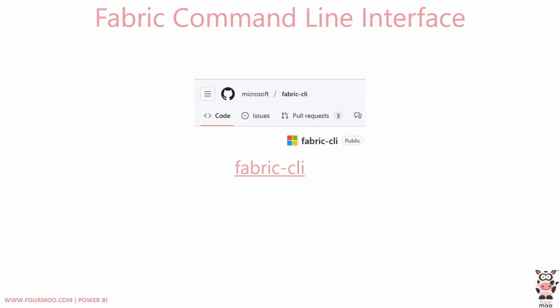Then there is the Fabric command line interface. The command line interface is where you can do things via command line. The reason for the command line is you can automate a lot of these processes. And what that then means is if you can use a command line, you can use things like an MCP server or those kind of AI things to do some work for you.